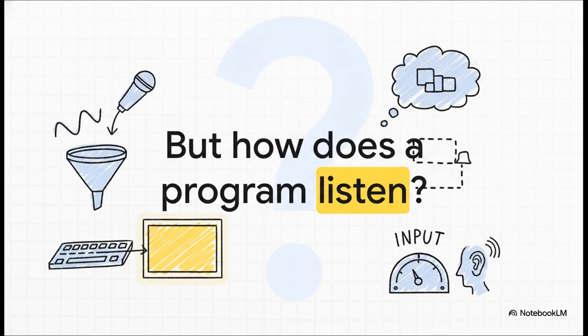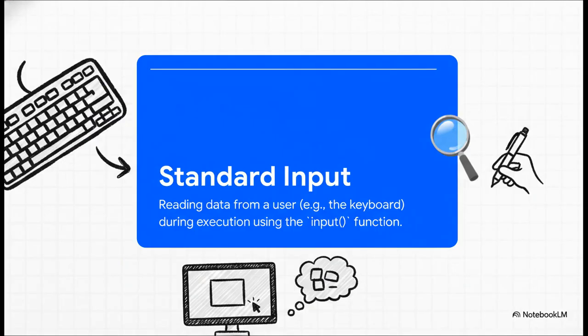But talking is only half the conversation, right? How does a program listen? How do we get information from a person into our program while it's running? Well, for that, we have another handy tool, the input function. It's another one of these built-in commands. When your program gets to a line with the input function, it literally just pauses and waits. It waits for you to type something on your keyboard and hit enter. And that's what makes a program interactive.